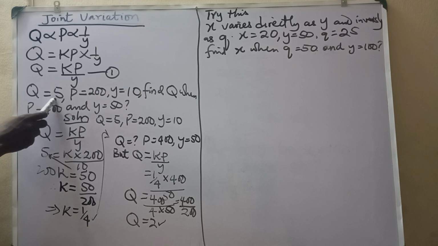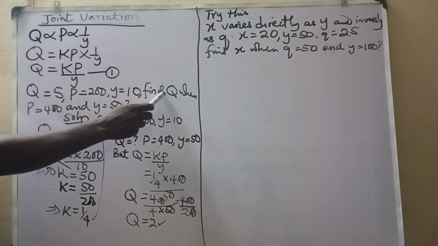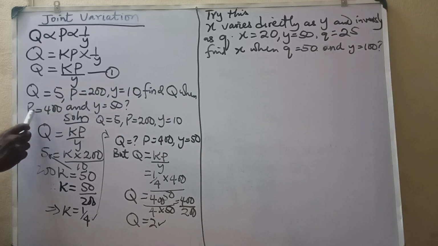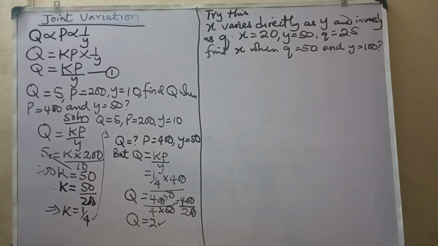Q equal to 5, P equal to 200, Y equal to 10. The question is, find Q when P is equal to 400 and Y equal to 50. Three variables. Now look at our solution. We start by saying that Q is equal to Kp over Y.